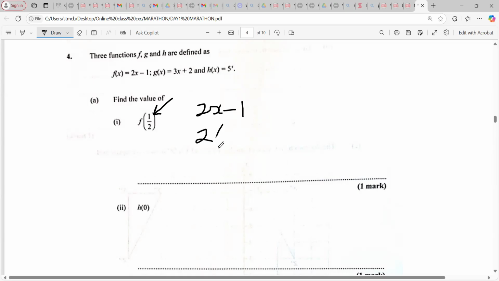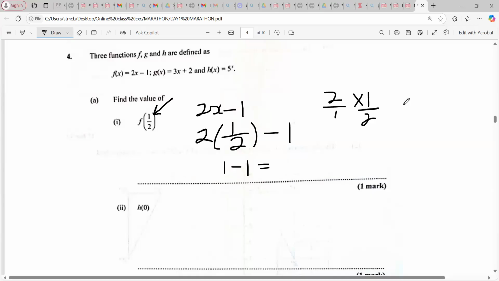So it's 2 times a half. You can either put the multiplication or the brackets, it doesn't make a difference. Now, 2 times a half would be 1, basically, and then 1 minus 1 equals 0. You could do it this way as well: 2 over 1 times 1 over 2. That's what it means to multiply, right? 2 times 1 over 2, and you get 1. So in this case, this one would have been 0.